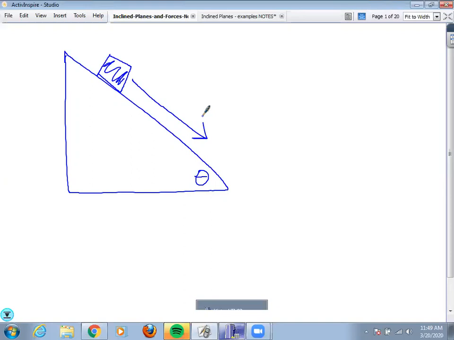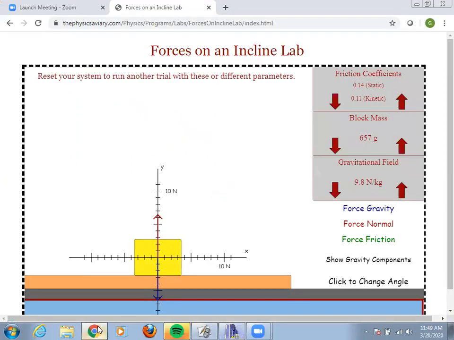And so we can take a look here. I've got a simulation that will show what an inclined plane does. Right now, as you see, we have a block sitting on a surface. The surface is flat. FG is pulling down and FN is pushing up, equal and opposite. FG is the blue vector arrow and FN is the red vector arrow. 10 newtons down, 10 newtons up.